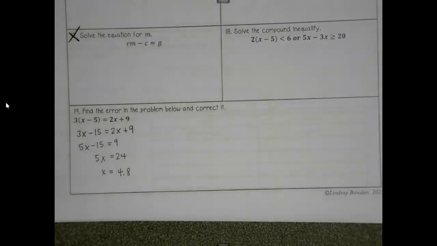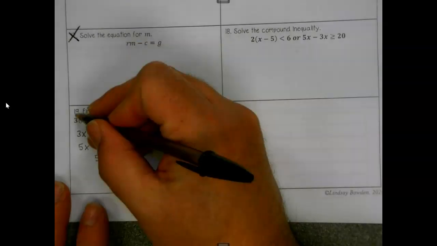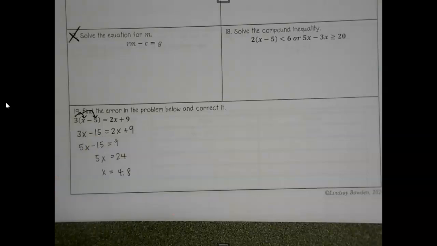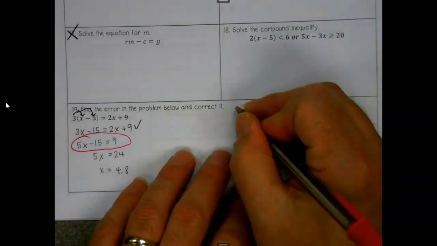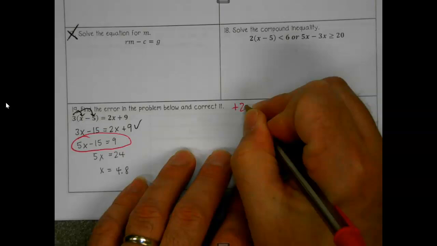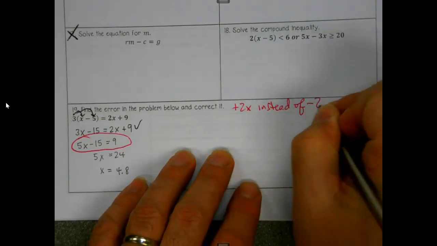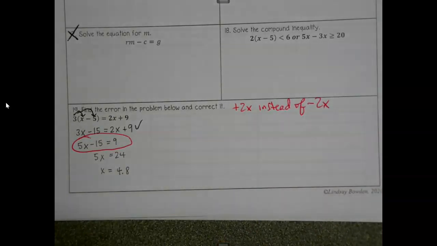So find the error in the problem. We've done a lot of this cycle, and correct it. All right, let's see here. Distribute 3x minus 15. Okay, that's good. Ooh, what about going to the next step, though? They added 2 and not minus the 2. There's our problem. So, plus 2x instead of minus 2x. All right, so let's fix this.